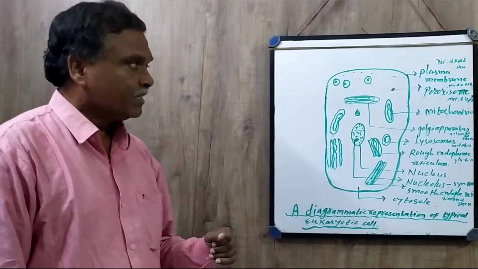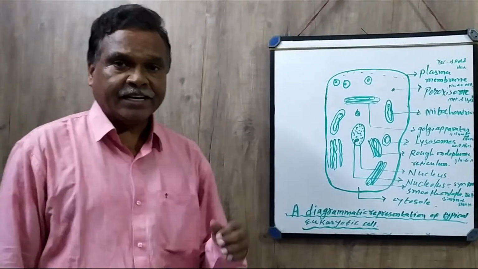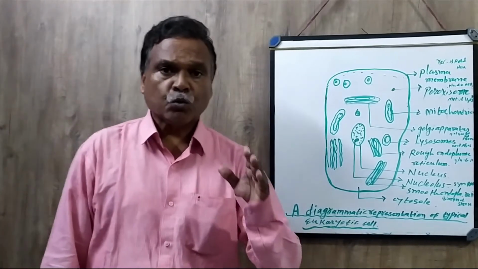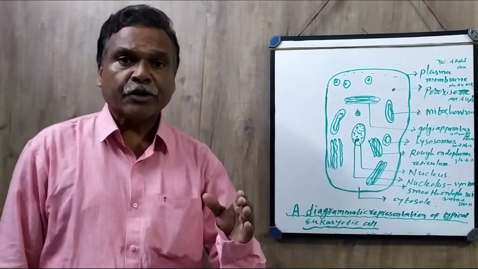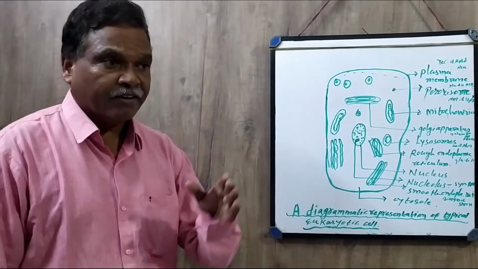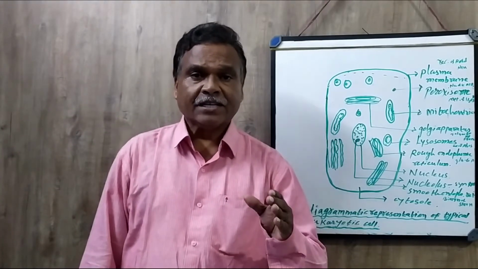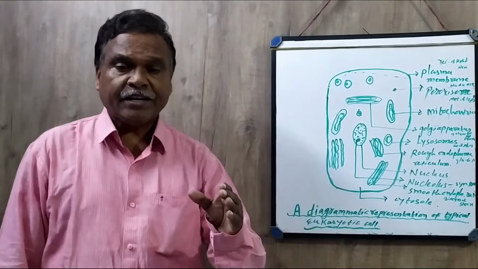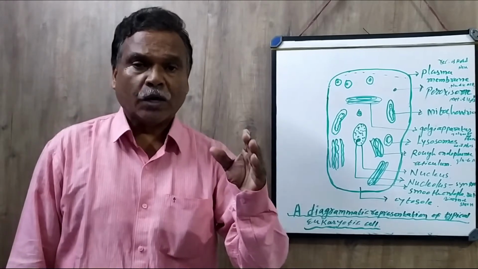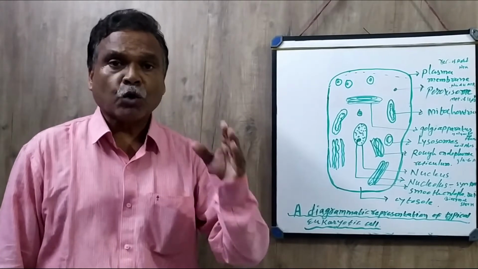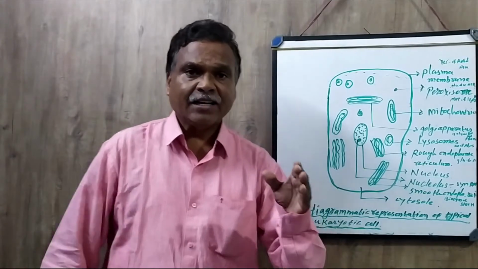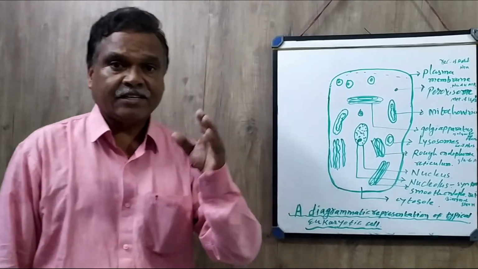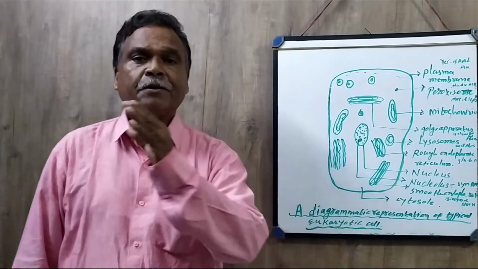If the cell is observed under an electron microscope, we will come to know there are two types of cell, eukaryotic and prokaryotic. Eukaryotic cell means the cell which has a nucleus. Eu in Greek means true and karyon means nucleus. Prokaryotic cells do not have any nucleus or nuclear membrane. This is the main difference between eukaryotic and prokaryotic.